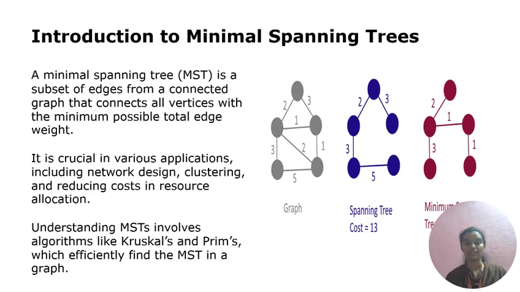a graph. In the given example graph, the spanning tree cost is 2 plus 3 plus 1 plus 3 plus 2 plus 1 plus 5, that is, the total is equal to 13. Whereas in the view of the MSTs, the last picture is the minimal spanning tree.